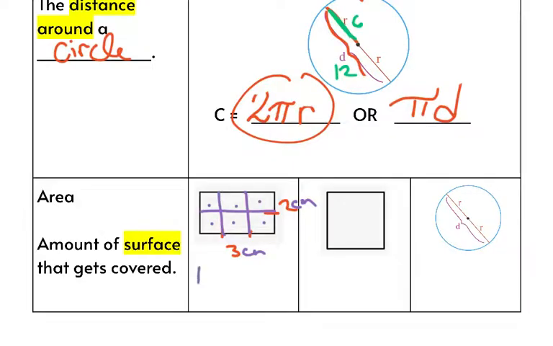So our formula for the area of a rectangle is length times width or base times height, depending on who your teacher is. I'm fine with either one. I'm going to use base times height. So I do 3 times 2, or basically 3 centimeters times 2 centimeters. Will give me 6 square centimeters. So you might want to circle that label because they're important.